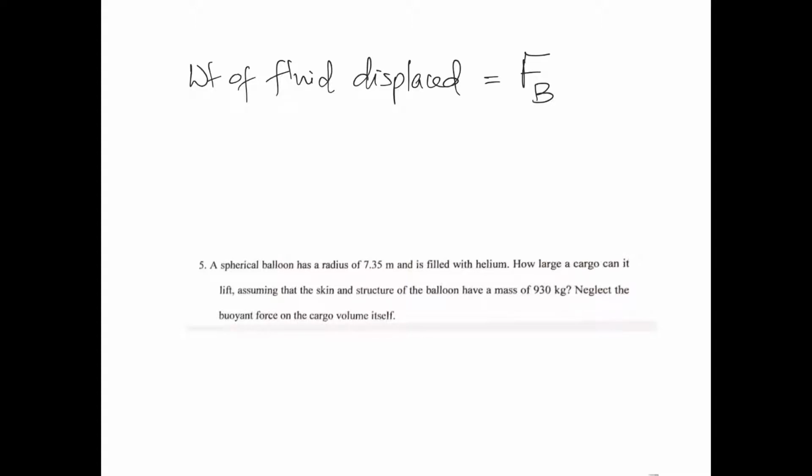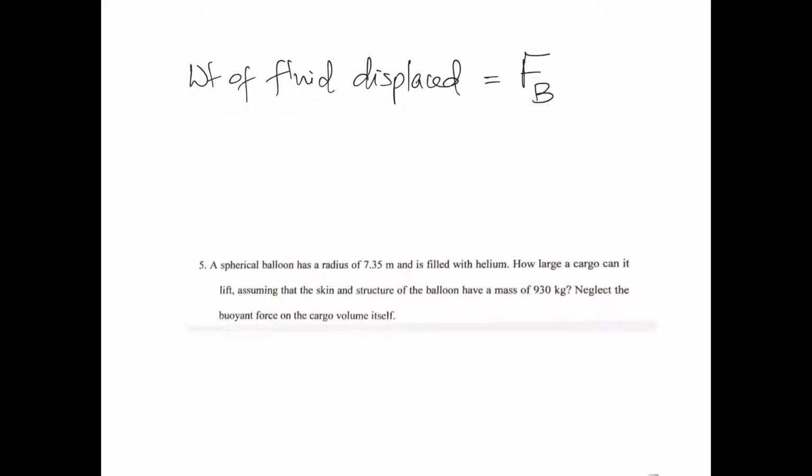Now this is the principle used in hot air balloons. In this problem, we have a spherical balloon that has a radius of 7.35 meters and is filled with helium. So it's not hot air, it's filled with helium. Now, how large a cargo can it lift, assuming that the skin and the structure of the balloon have a mass of 930 kilograms? Neglect the buoyant force on the cargo volume itself.